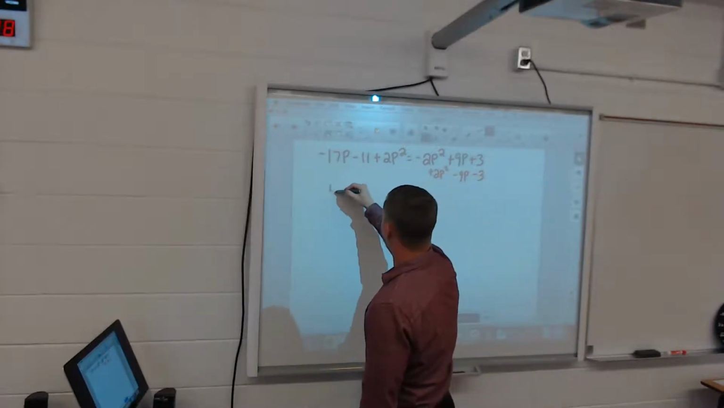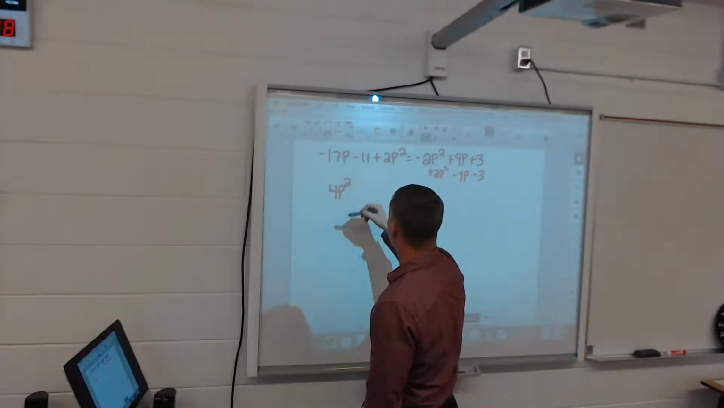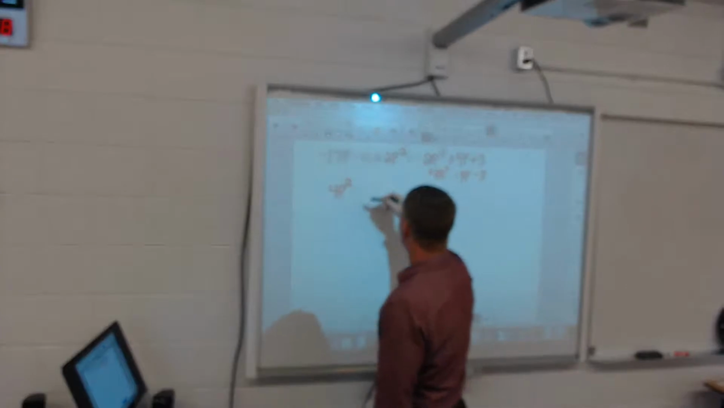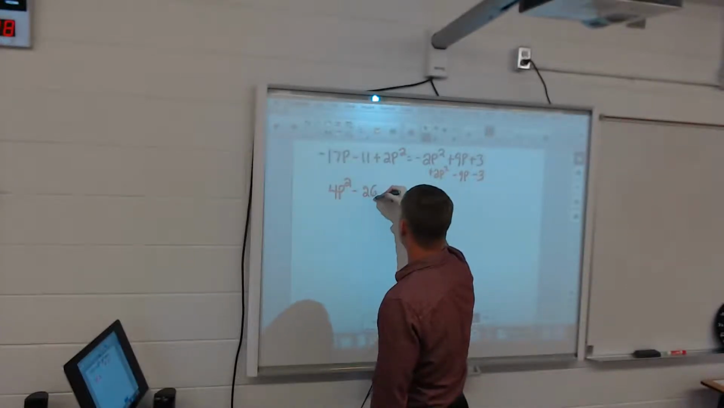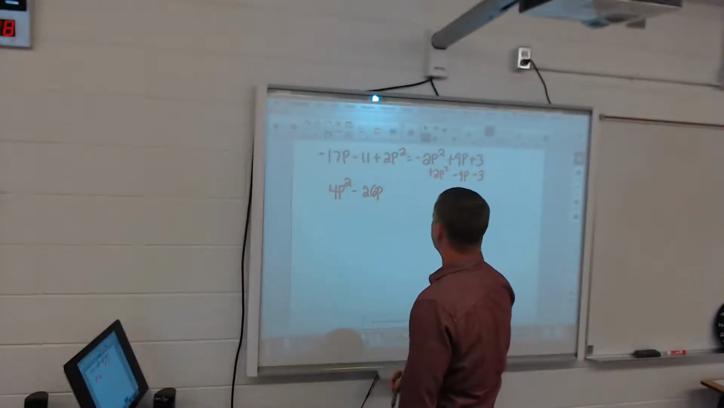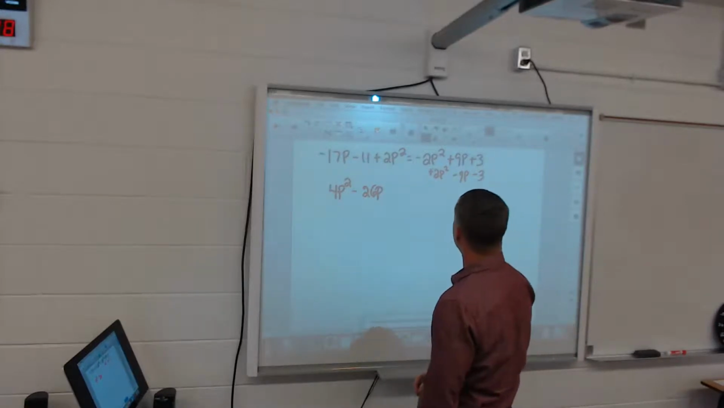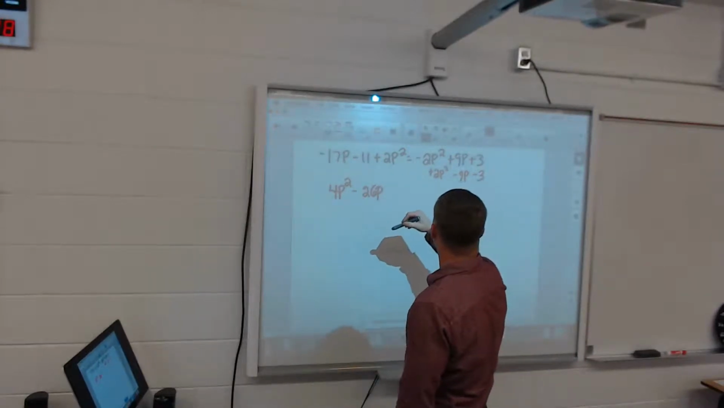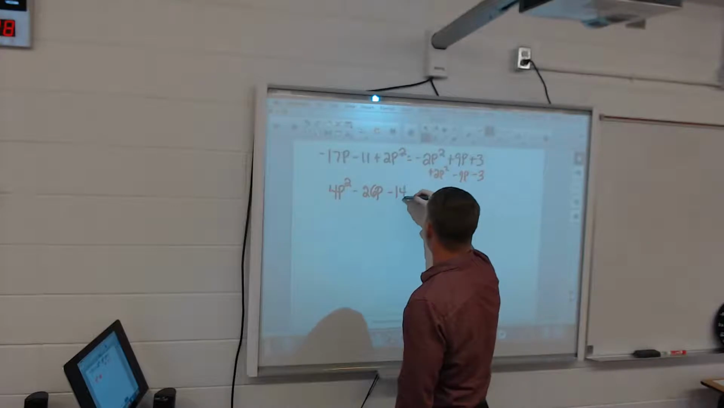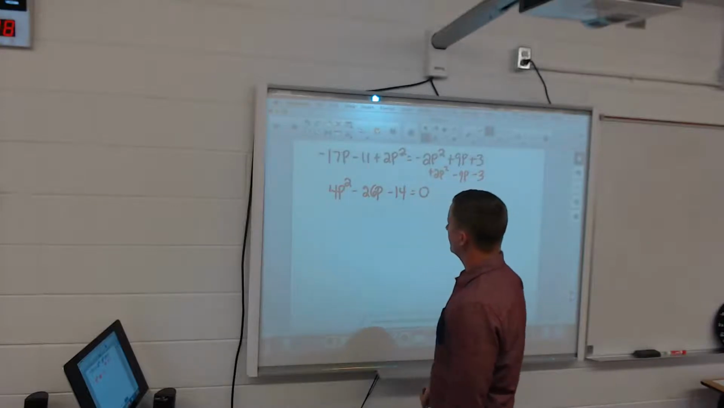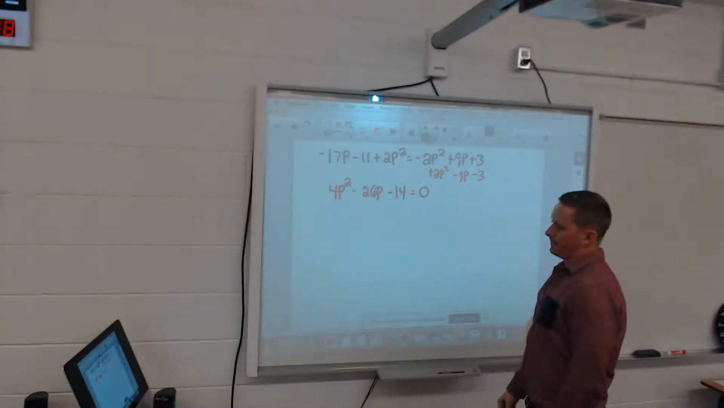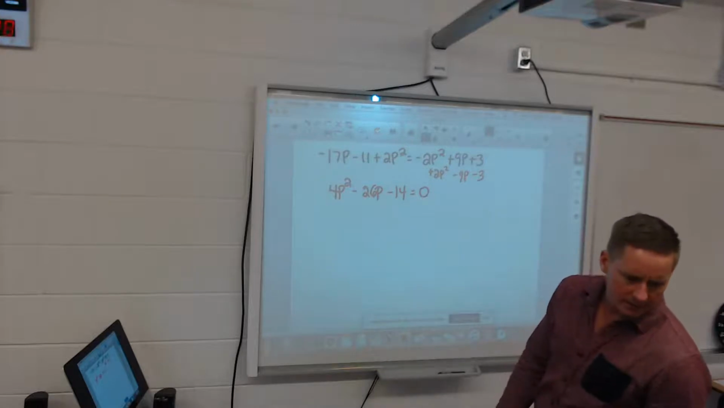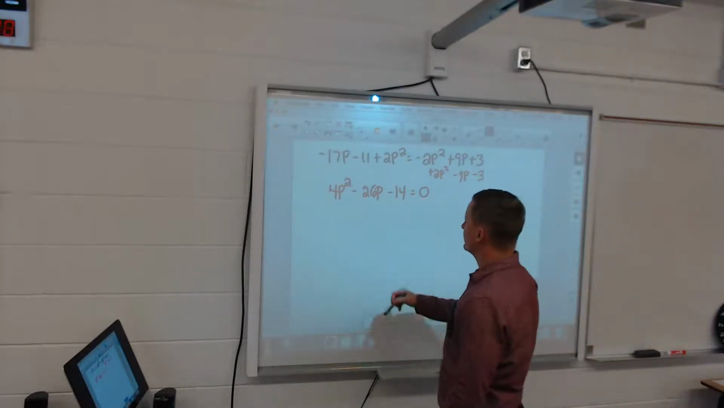So that's going to give me 4p squared minus 26p, minus 17, subtract 9, and minus 14, which is equal to 0. Now, because I'm solving, I'm going to divide everything by 2.